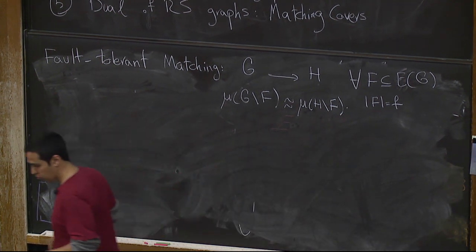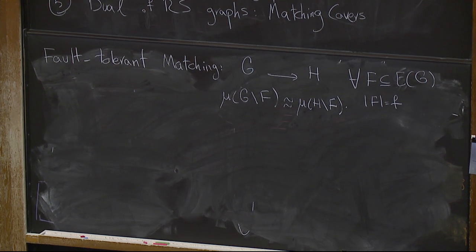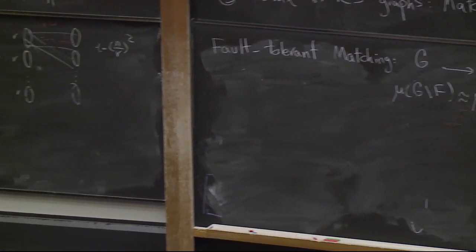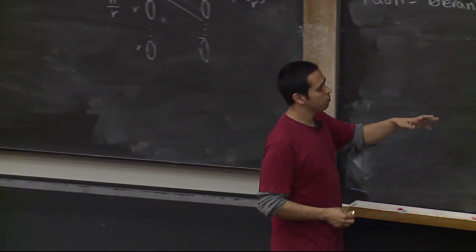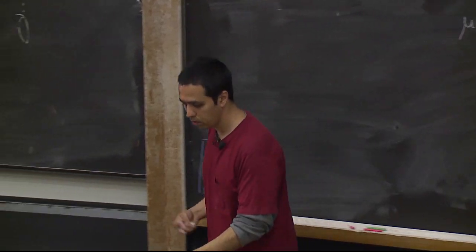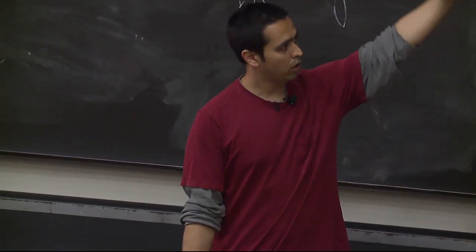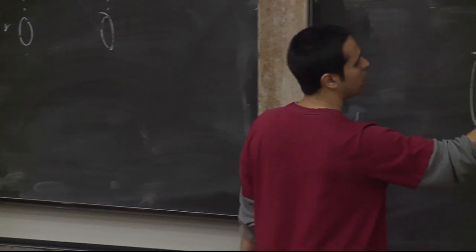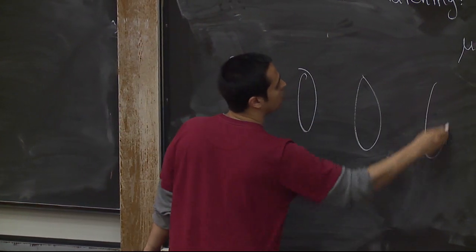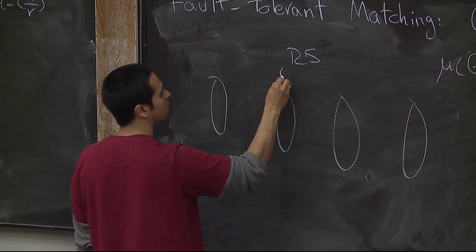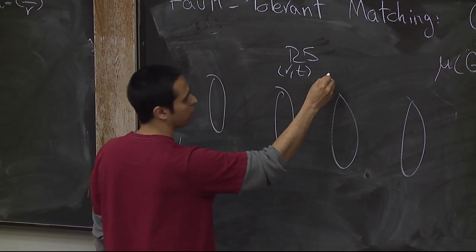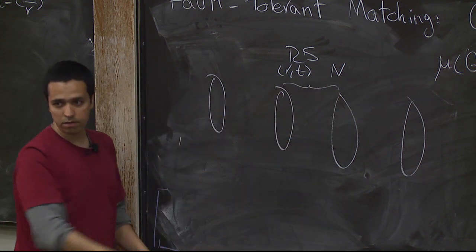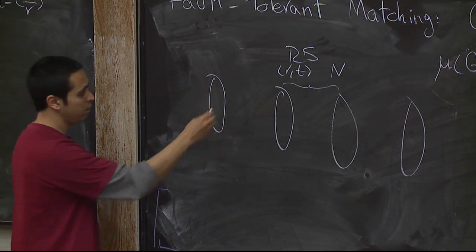So Aaron showed us how to get a 3/2 approximation. Let me show you why 3/2 is the right answer here. But for now, let's just think of why RS graphs give us a barrier, or why you should think of RS graphs when you want to prove this lower bound. So think of this thing: some parameters RS, R of T on capital N vertices. This part is an RS graph, and this part is a perfect matching.